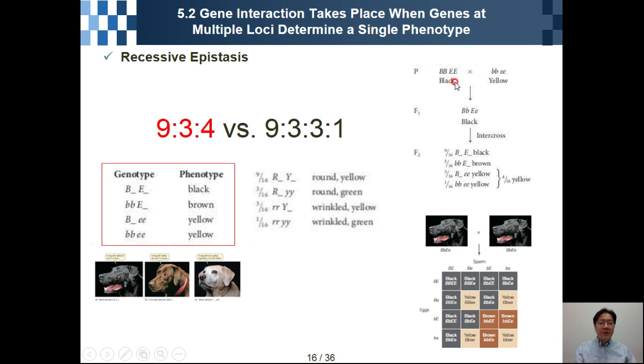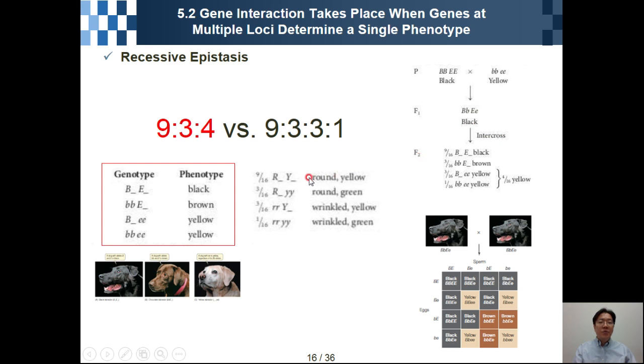The parent generation is large BB, large EE, and the other parent is small bb, small ee. One phenotype is black, and the other phenotype, because there is small ee, is yellow. After the cross, the F1 generation is large B, small b, large E, small e. In this case, what is the color? The color is black. F1 generation is black. After that, they will do the intercrosses. After that, they will have the F2 generation.